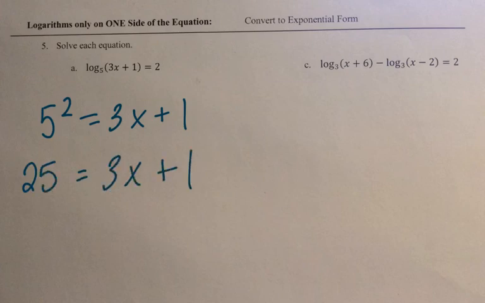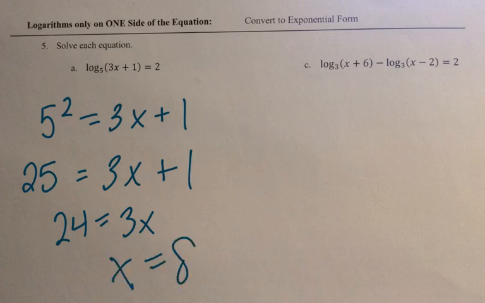So 3x is going to be equal to 24. So then x will be equal to 8. Again, I want to make sure I don't get a negative value. 3 times 8 is 24 plus 1 is 25. So that is positive. Don't have to worry about that one.